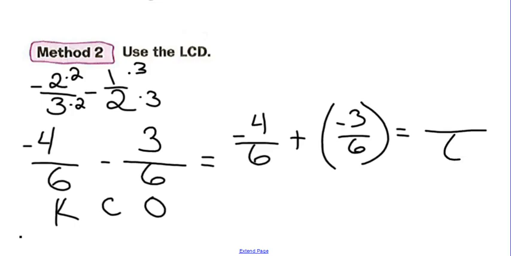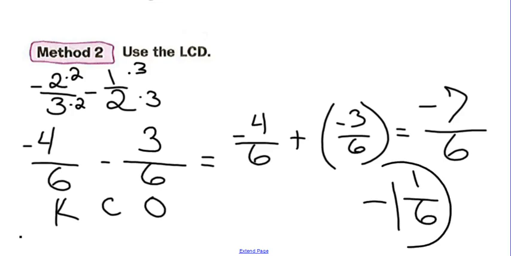So I keep my 6 since I'm just adding. All right, and I've got -4 plus -3. Well, if I combine -4 with -3, that gives me 7 negatives altogether. So I have -7/6. Well, how many sixths are there in that 7? There's 1 whole one, so this is really -1. And then I have that 1/6 left over. So that gives me my final answer of -1 and 1/6.